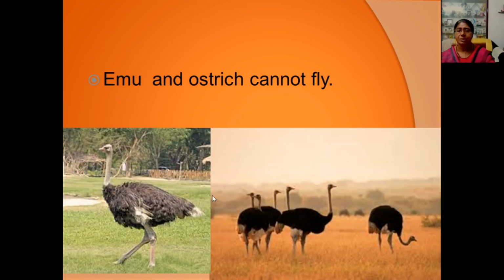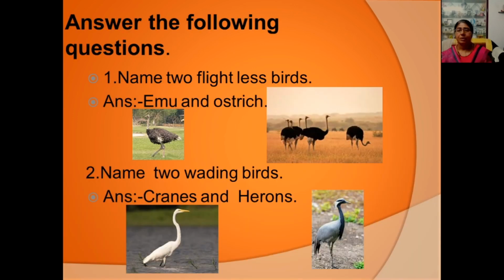Next, some birds cannot fly. For example, emu and ostrich, they cannot fly. So, name two flightless birds. They are emu and ostrich. They cannot fly. They are called flightless birds. Example, this is emu and this is ostrich.